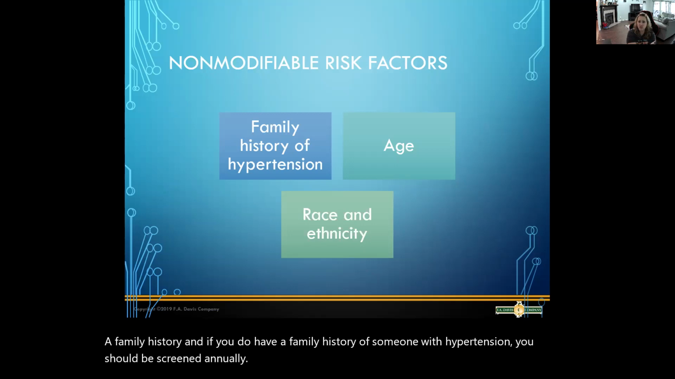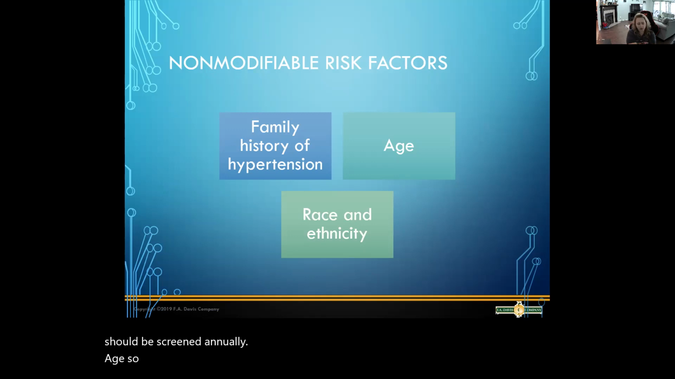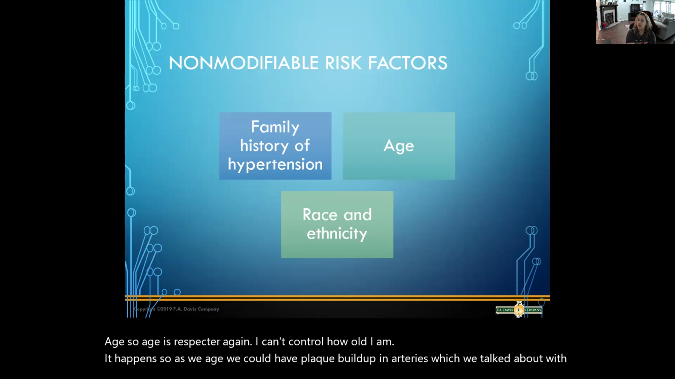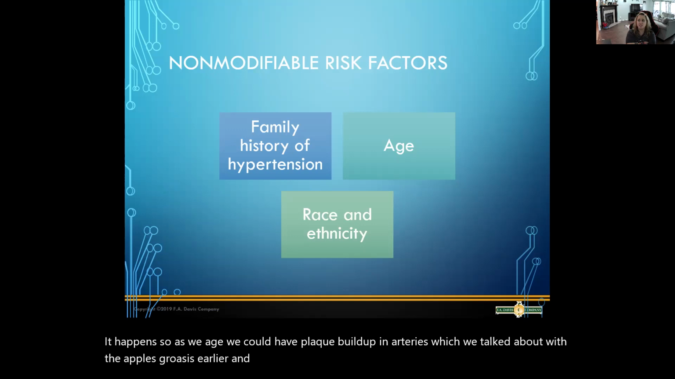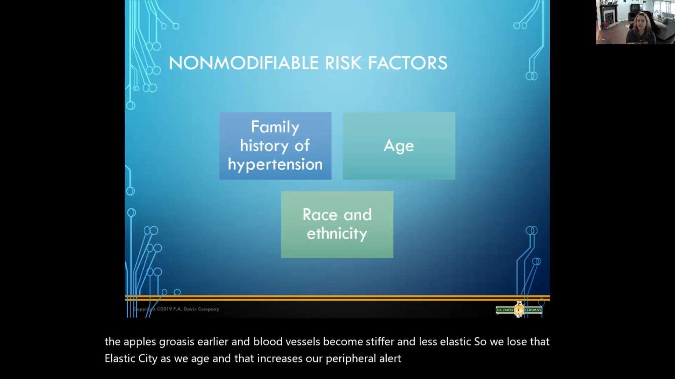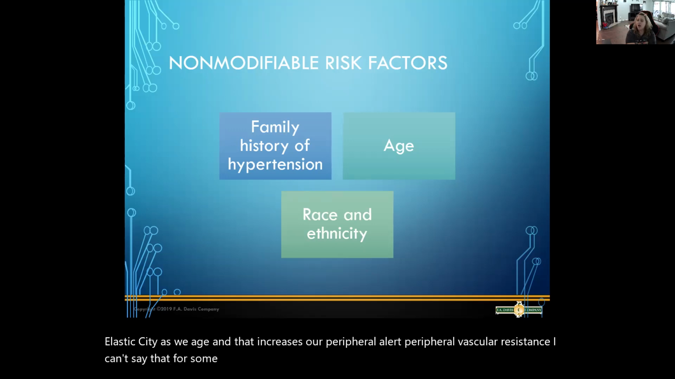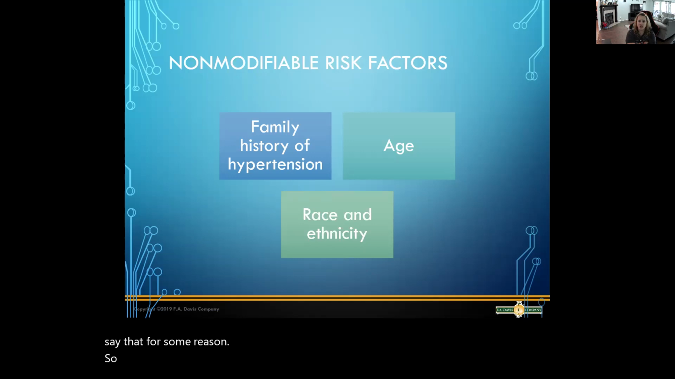Age. So age is a risk factor. Again, I can't control how old I am. That just happens. As we age, we can have plaque buildup in our arteries, the atherosclerosis we talked about earlier, and blood vessels become stiffer and less elastic. We lose that elasticity as we age, and that increases our peripheral vascular resistance. So those aging changes to our vessels and our body increase the risk for hypertension.